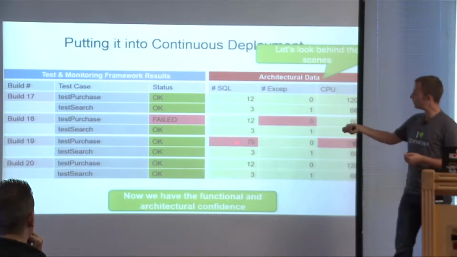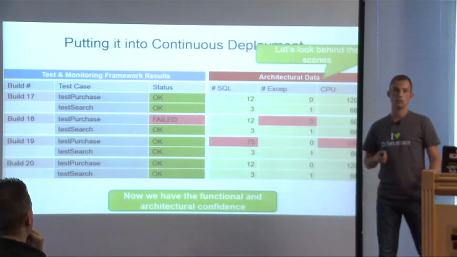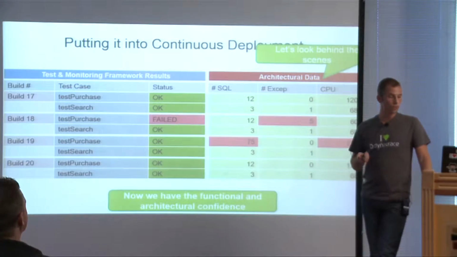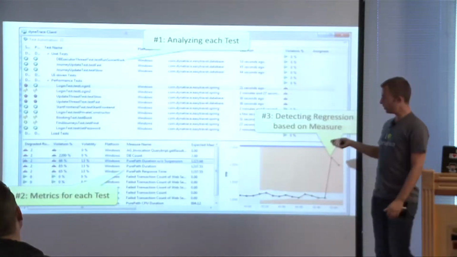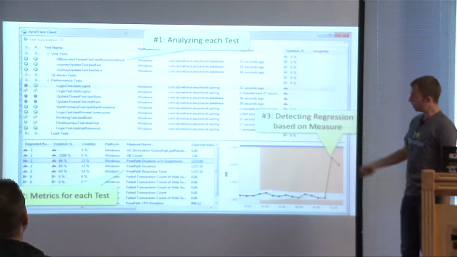So what I think is, if we look at these metrics, then we can get back to functional green and also architectural green. And obviously, there are different tools that can do this. This is just one way how it, for instance, looks in our tool.